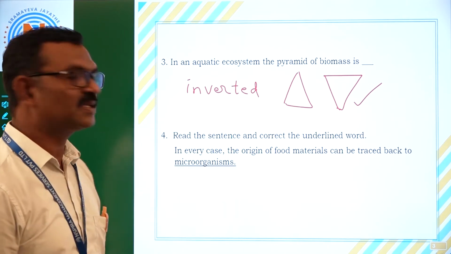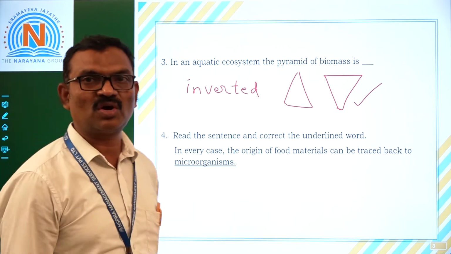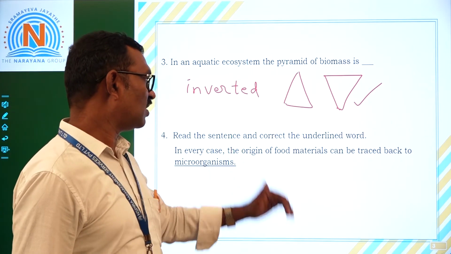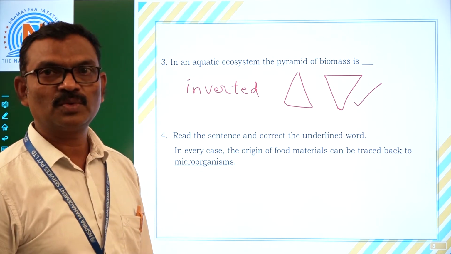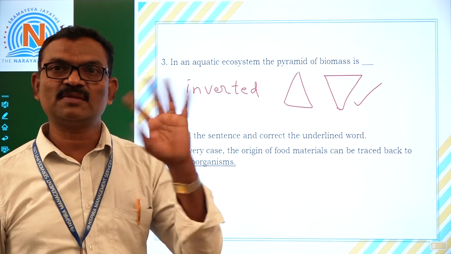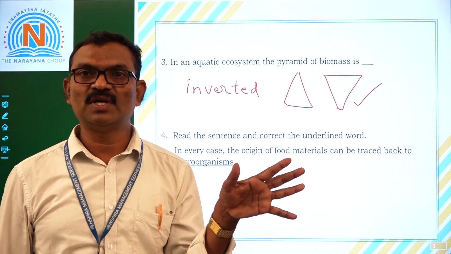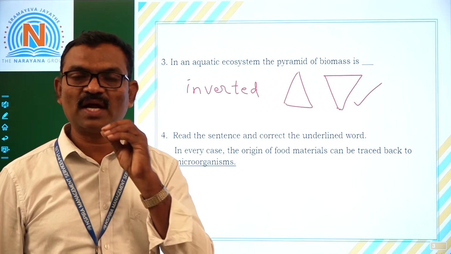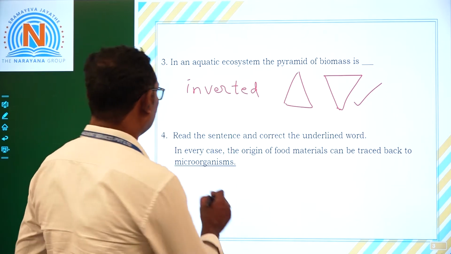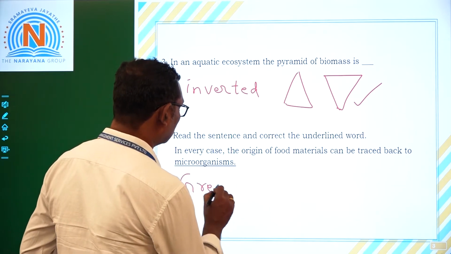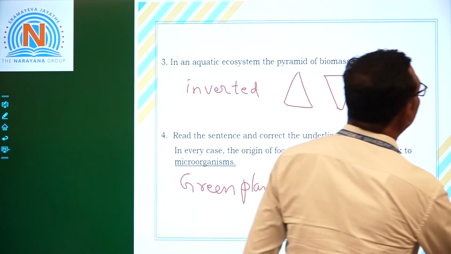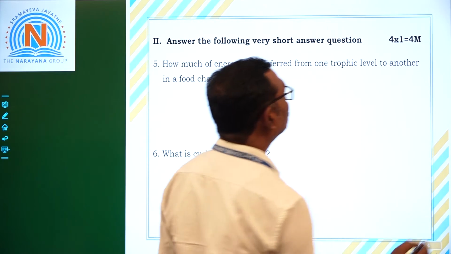Next, fourth one. Read the sentence and correct the underlined word. Here the underlined word is wrong. We have to correct it. Let us read the sentence. In every case, the origin of food material can be traced back to microorganisms. Actually, microorganisms are not the producers of food. Origin of food will not be microorganisms. Origin of food is the green plants. So answer is green plants. Green plants are the food producers. Okay? Yes.